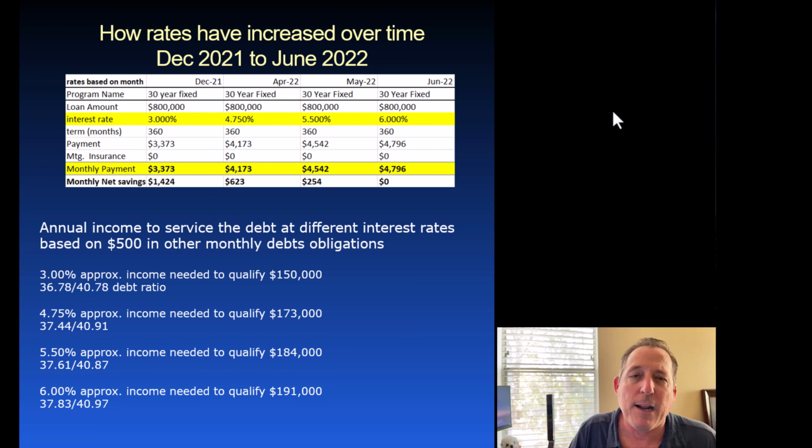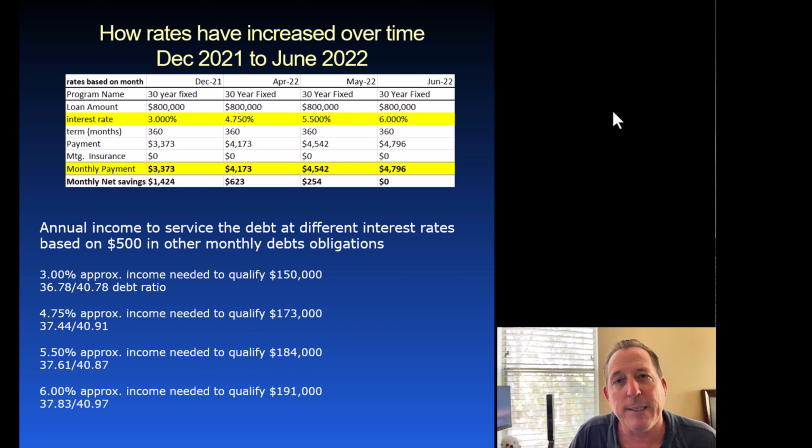So if I had a borrower that was qualifying and everything was unchanged as far as the debt, you can see at 3%, they needed an income of about $150,000, and that's to keep the debt ratio under 41%. Typically, you can stay under 43, even 50, depending on programs, but just to keep it simple, I wanted to keep it under 41% debt ratio.